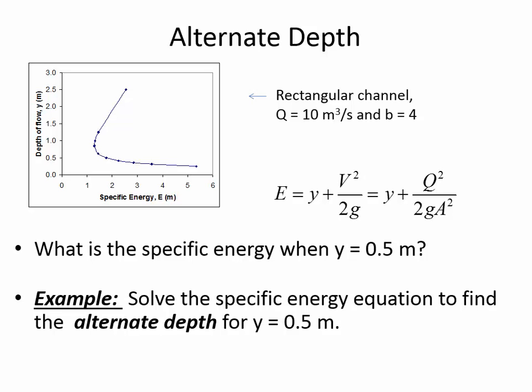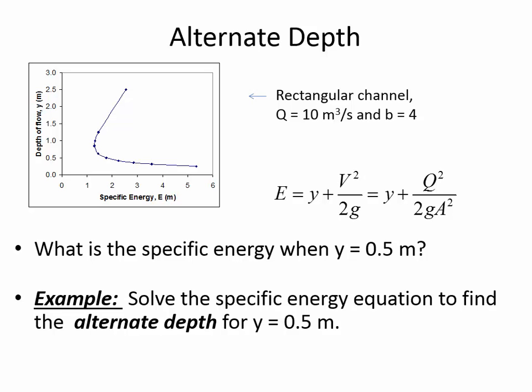All right, so E is going to be that depth of 0.5 meters that's given, plus our Q squared, so that is 10 squared divided by 2 times 9.81 times the area squared. Area is going to be 4 meters times 0.5 meters, and we're going to square that. Okay, the E is 1.774 meters. It has units of length.